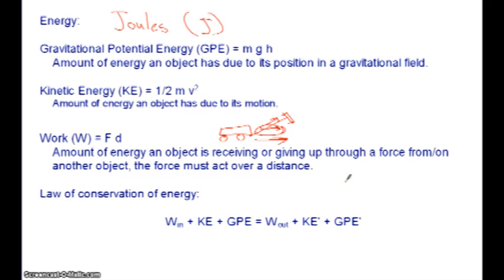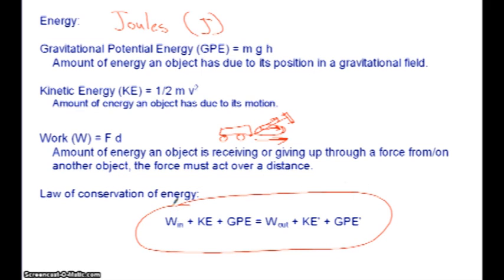These forms of energy and other forms of energy all kind of play together, and they can change from one form to another. But what can't happen is energy cannot be created or destroyed. And so at the bottom here we've got the law of conservation of energy, which is very important, which says that the work that we put into the system plus the kinetic energy that it has initially, plus the gravitational energy that it has initially, equals the work you get out of a system plus the kinetic energy that the system has in the end state, plus the potential energy that the system has in the end state.